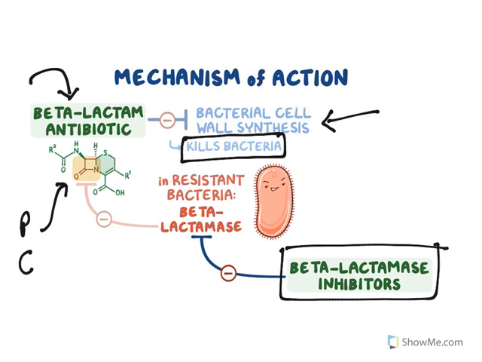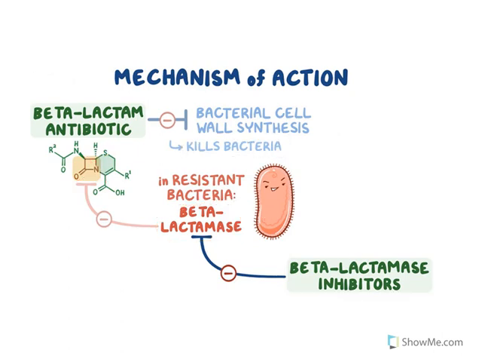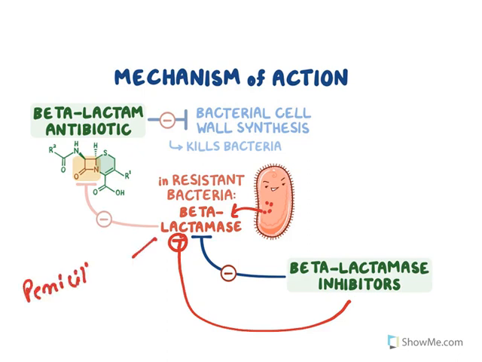Now, the resistant bacteria synthesizes beta-lactamase enzyme. This enzyme will break down the beta-lactam ring. If the beta-lactam ring breaks down, it cannot show its mechanism of action. Now here comes the mechanism of action of beta-lactamase inhibitors. These inhibitors selectively inhibit the beta-lactamase enzyme that is secreted by this bacteria. This beta-lactamase is also known as penicillinase. So this enzyme is inhibited.